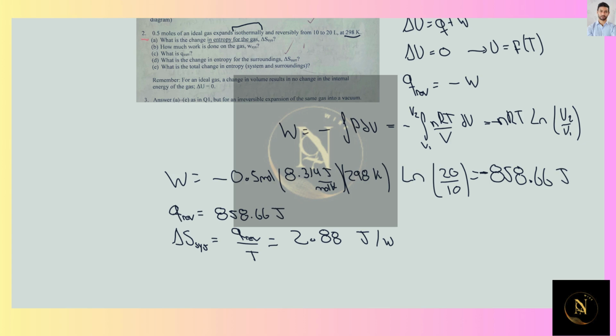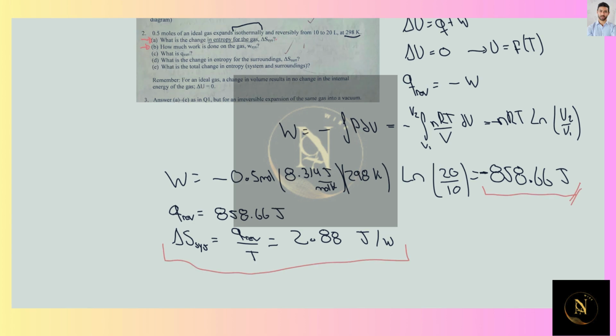So now we have the answer for part A, the delta S for the system. It's going to be this part over here. How much work is done on the gas? Here we have the work done. And we have how much work done on the gas we're going to have.